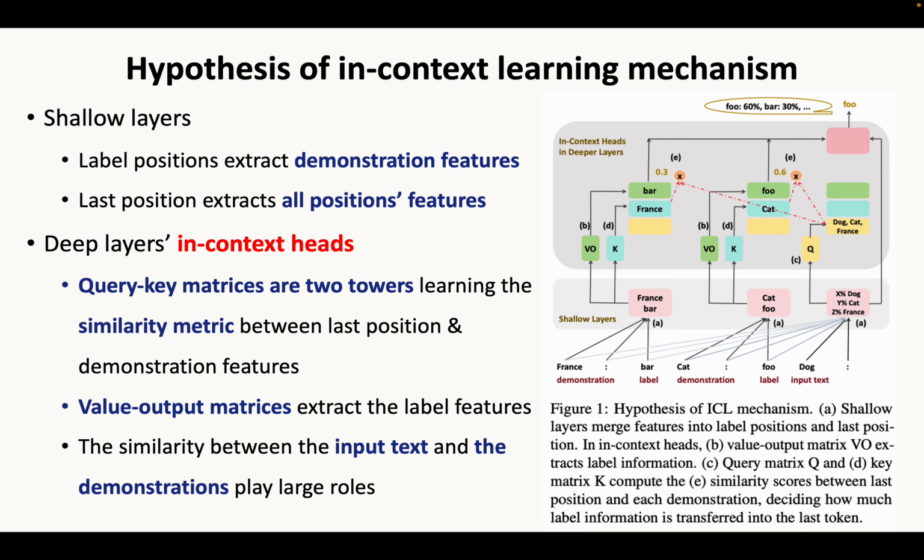Based on the previous studies, we propose the hypothesis of the in-context learning mechanism. In shallow layers, the label positions extract the demonstration features, and the last position extracts features in all positions. In deep layer heads, the query and key matrices are two towers learning the similarity metric between the last position and the features on the label positions. The value and output matrices extract the label features on the label positions. The similarity between the input text and the demonstrations plays a very large role.